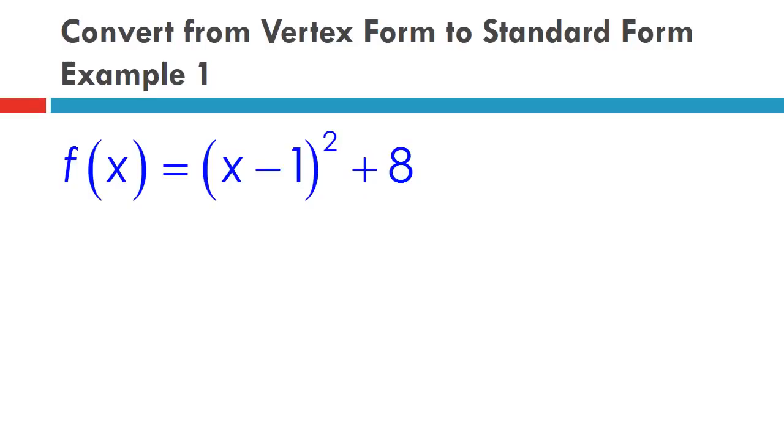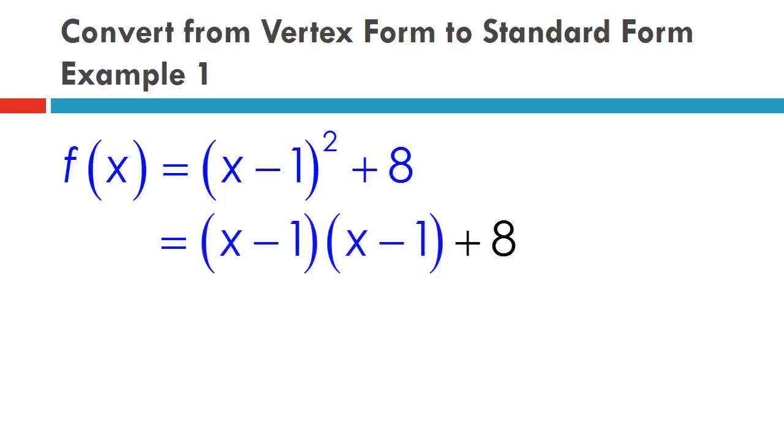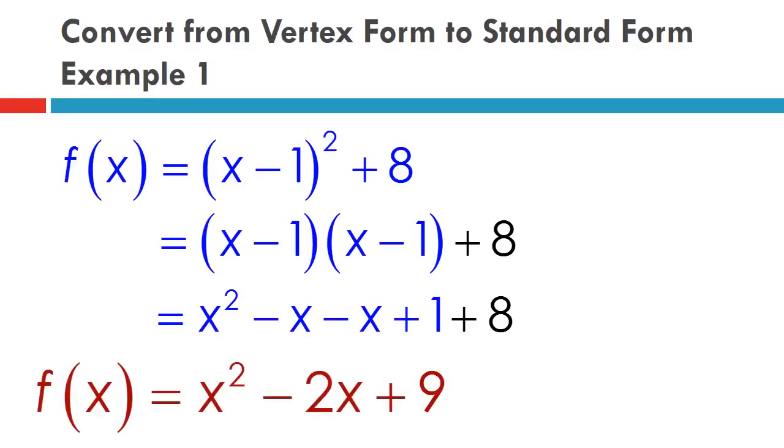Right here, we have x minus 1 squared plus 8. So the first thing we want to do is separate into where we're going to multiply the two binomials together. And when we do that, we get x squared minus x plus 1. And then we have our plus 8 that was already there. Then we combine like terms. We have x squared minus 2x plus 9. And we have converted to standard form now.